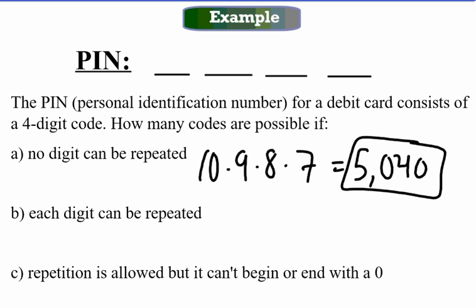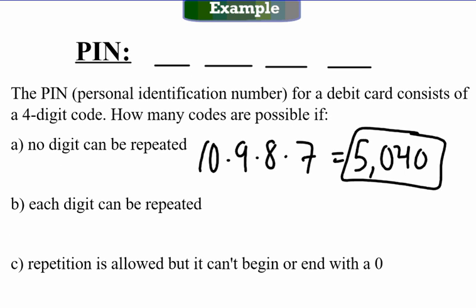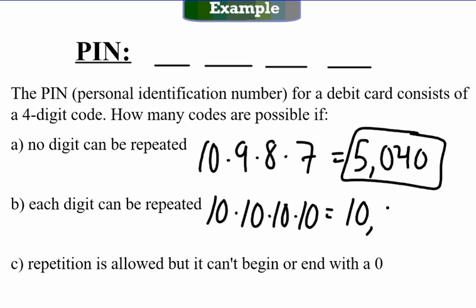If each digit can repeat, that means there are 10 options for the first one, and then 10 options for the second, and 10 options for the third, and then 10 options for the fourth, which is 10 to the fourth, or 10,000. So you see, just by restricting the fact that no digit could repeat in situation A, I've pretty much cut my possibilities down to half.